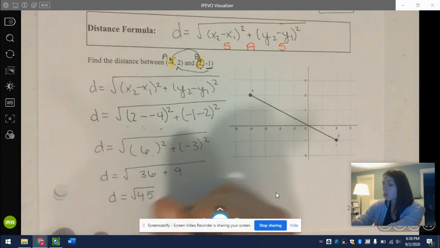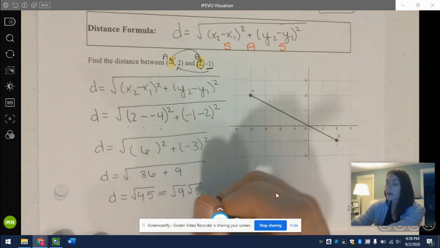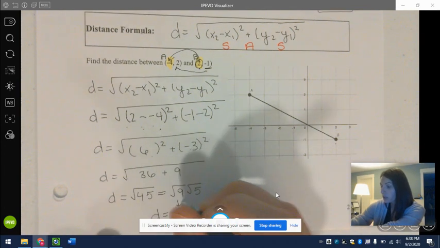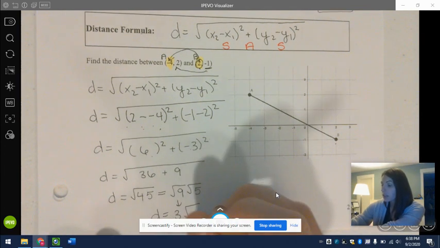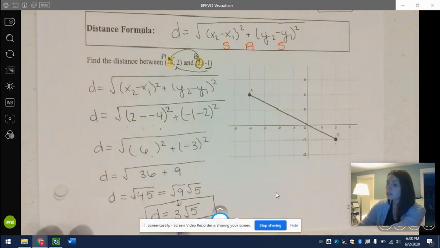So when I look at the square root of 45, I know that I can break 45 into 9 times 5. The reason I'm choosing to break 45 into 9 times 5 is because 9 is a perfect square. Square root of 9 is 3. And I can simplify that radical down to say, well, the distance from point A to point B, or from this point to that point, is 3 rad 5. And that's how I'm going to leave my answer as a simplified radical here.